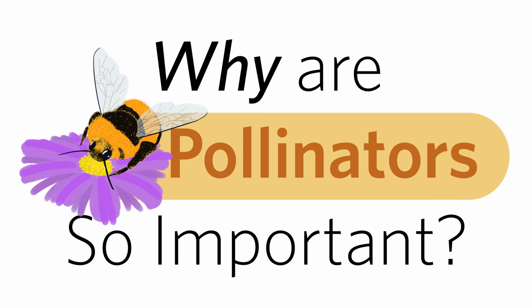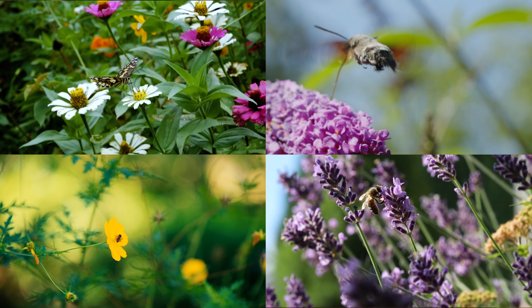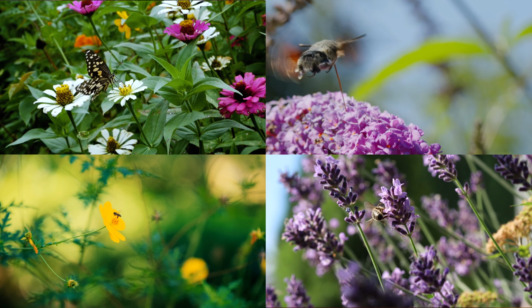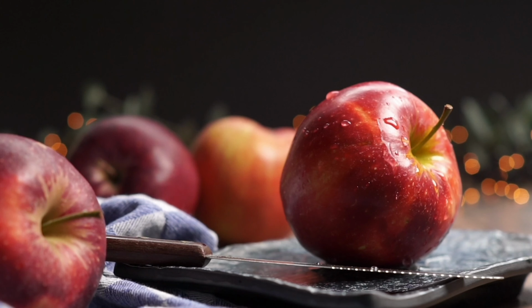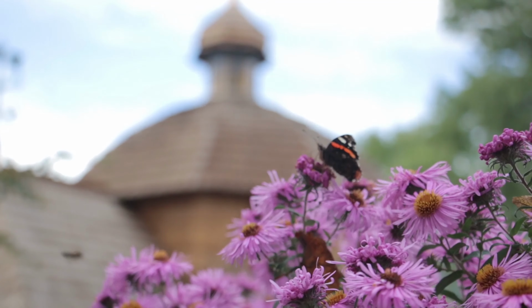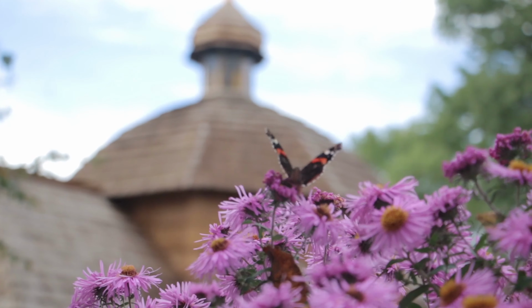Most flowering plant species require some sort of animal to transfer pollen between their flowers so that they can reproduce. And so without pollinators, we wouldn't have much of the food that we eat, and we wouldn't have much of the incredible diversity in flowers that we see today.